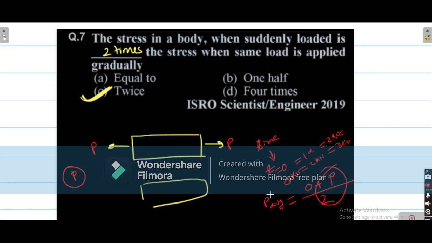That means compared to gradual load, in sudden load the force value will be 2 times. And obviously if force is 2 times, what is our stress? Stress sigma is nothing but pressure by area. In the gradual load case it is P by 2A. And in the sudden load case, it is P by A, so the value is 2 times. That means when we talk about sudden load, the stress will increase by 2 times because the load is 2 times more in case of sudden load.